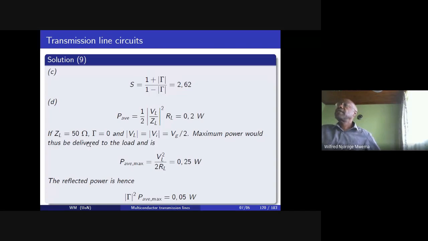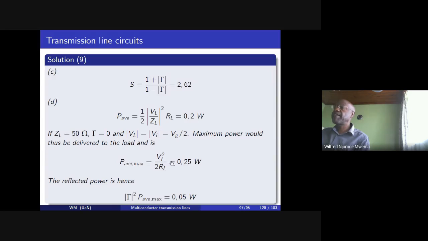Now, if ZL was equal to 50 ohms as well, that is, if the line was also matched to the load, then gamma would be 0, that is, the reflection coefficient would also be 0, and VL would therefore be equal to Vi, and it would be equal to a half of Vg, or the open circuit voltage of the generator. In this particular case, with a matched load to the line, maximum power would be delivered to the load, because the input power to the line would be absorbed by the load.